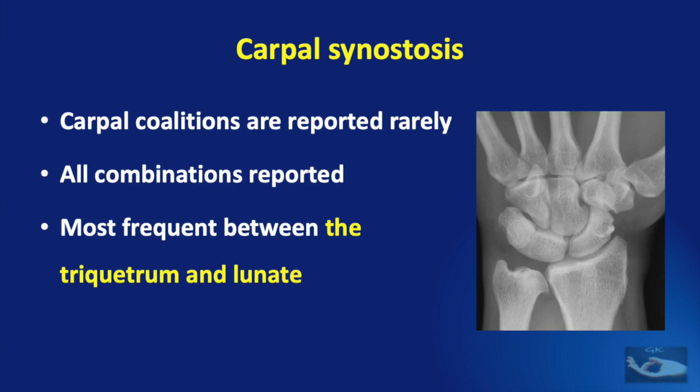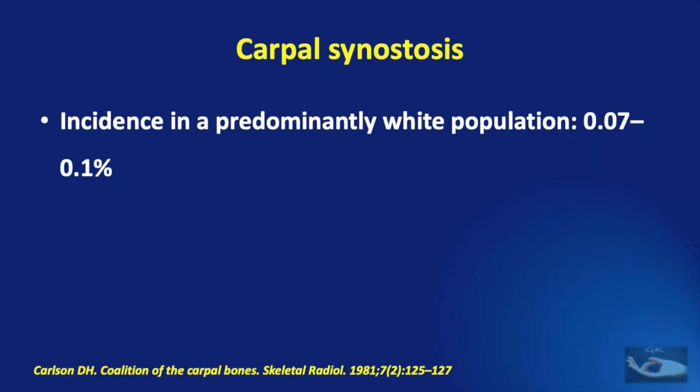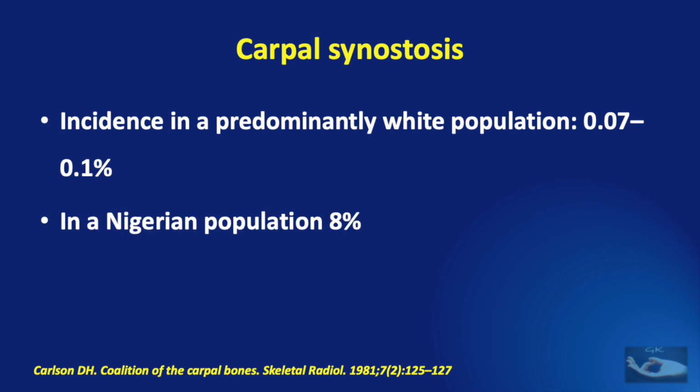The next type of synostosis that is encountered is carpal synostosis. Carpal synostosis or coalitions, as they are called, are reported rarely, but all combinations have been reported. The most frequent have been between the triquetrum and the lunate, and less frequently between the hamate and the capitate. The incidence of carpal synostosis in a predominantly white population was seen to be 0.07 to 0.1%, whereas in a Nigerian population it was seen to be as high as 8%.